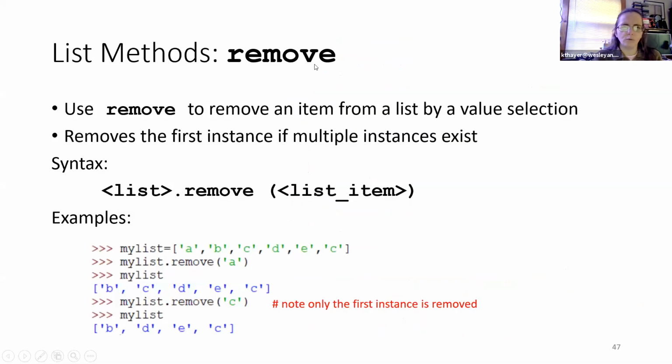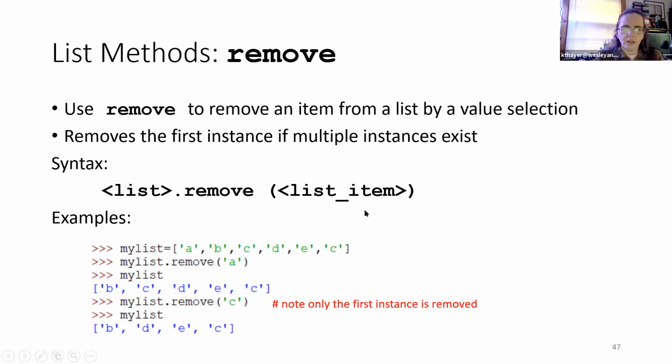We also have remove, which works kind of similar to pop, but has some differences. You're going to use remove if you want to remove an item from a list by a value selection. So if you know a particular thing, like you want to draw a particular card out of a deck, you want to select a particular thing. It's going to remove the first instance if multiple instances exist. And also it's not going to return anything for you. So if you want to pull it out and then save that value, it's not going to return that value back. But then again, you've selected it by the value, so you kind of already know what it is.